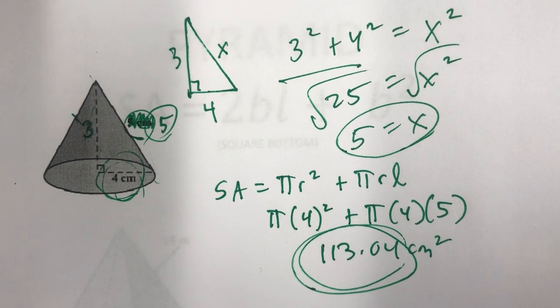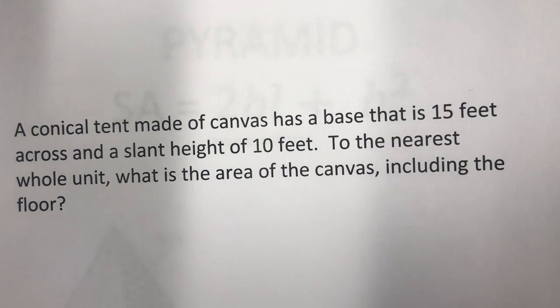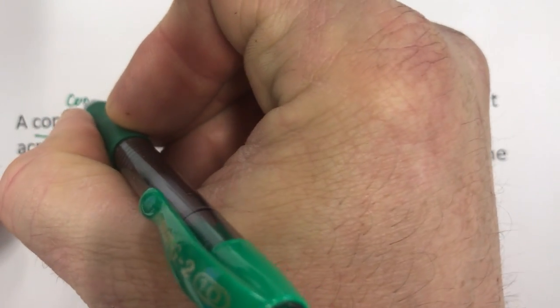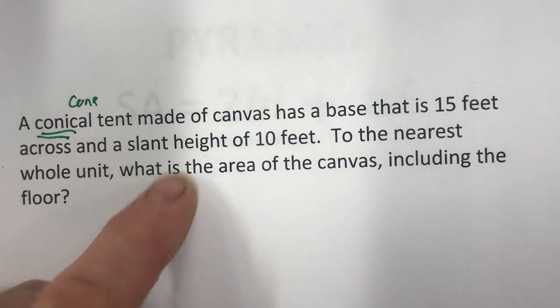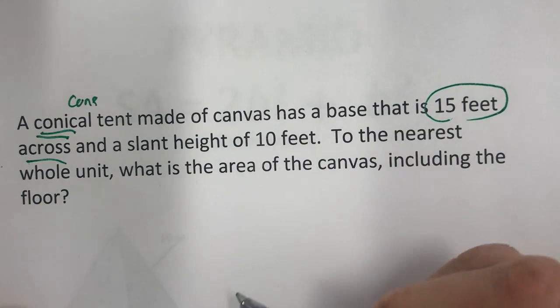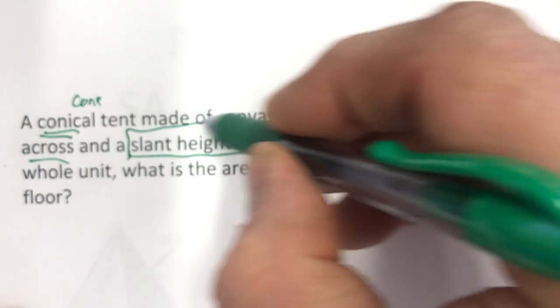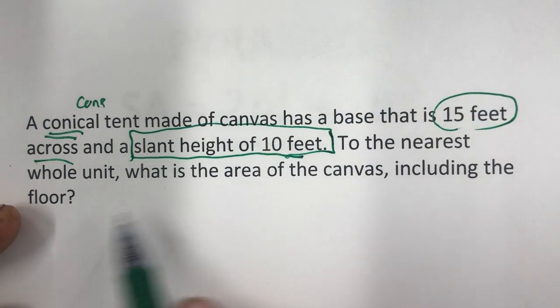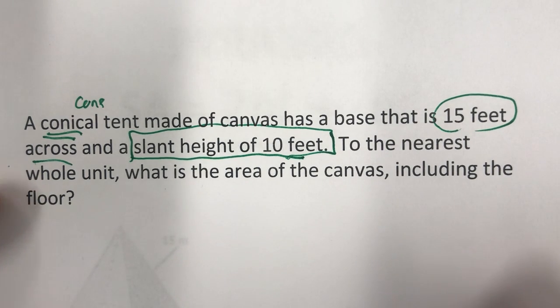Now, sometimes you might have it written out in words like this, and you've got to figure out what the stuff is. But this is conical, which means it's a cone. So it's a conical tent made of canvas, has a base that's 15 feet across, and a slant height of 10. All right, so here's my slant height. I've got to have that. To the nearest square unit, what's the area of the canvas, including the floor? This is the surface area.